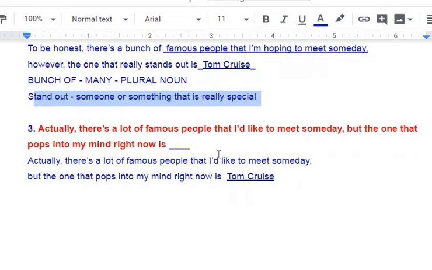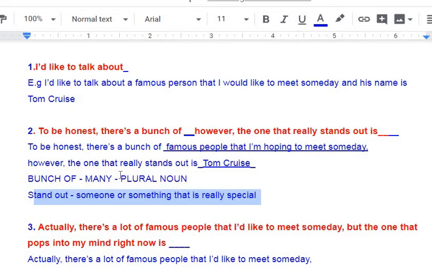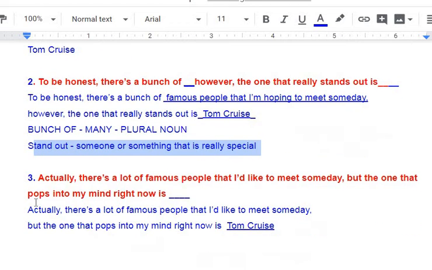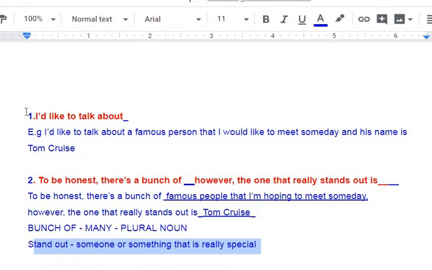Okay? Now, let's move on to the other way to introduce this topic, which is, actually, there's a lot of famous people that I'd like to meet someday. But the one that pops into my mind right now is... Example, the one that pops into my mind right now is Tom Cruise. So it's almost similar to number 2, right? The only difference is that you have to use here, pops into my mind. Number 2 and number 3 introductions are actually better compared to number 1.